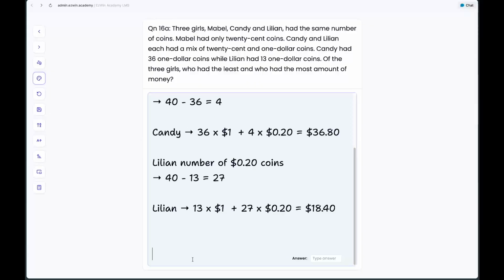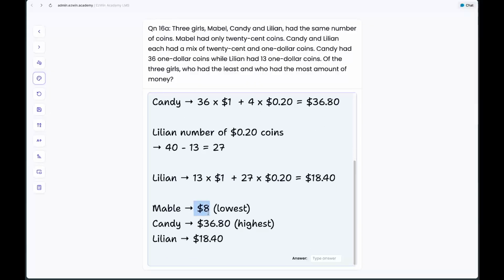So from here, if we were to pull out all of the different totals, if each of them has 40 coins, then we will know that Mabel is $8, which is the lowest. Candy has $36.80, which is the highest. And Lillian has $18.40, which is in the middle over here as well.